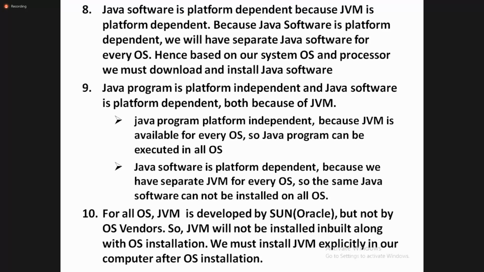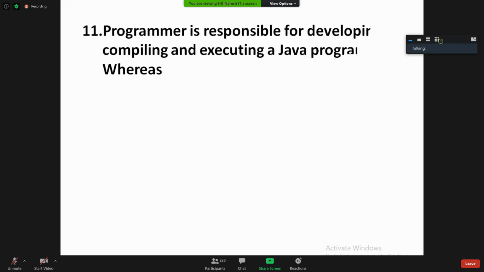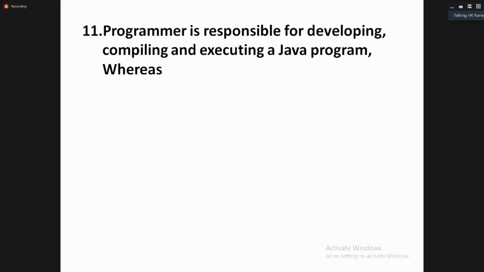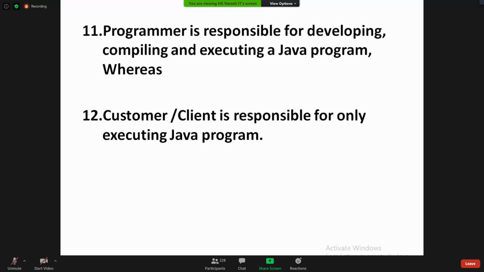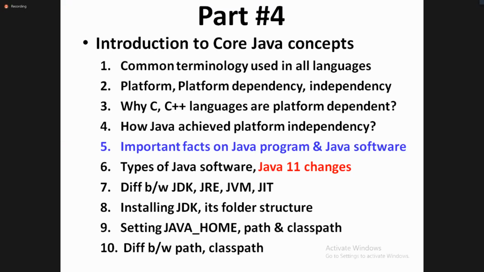Okay, for all operating systems, JVM is developed by Sun or Oracle, but not by the OS vendor. So JVM will not be installed inbuilt along with OS installation. We must install JVM explicitly on our computer after OS installation, right? The programmer is responsible for developing, compiling, and executing a Java program, whereas the customer or client is responsible for only executing the Java program. Based on programmer and customer responsibility, Java software is divided into two types. Okay, what are the two types? Important facts on Java program and Java software completed.